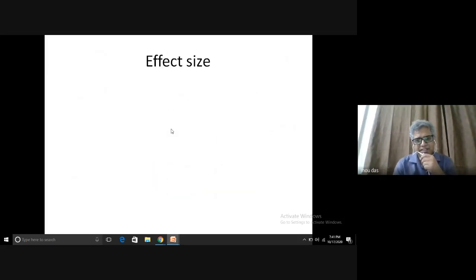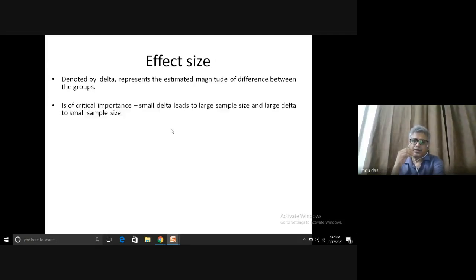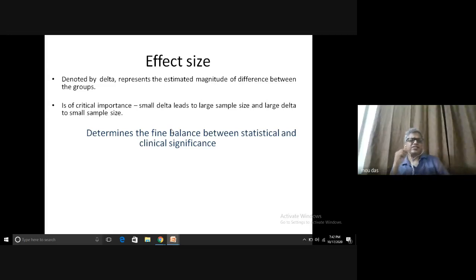So what is an effect size? Effect size is what I have already discussed. It's denoted by delta. It represents the estimated magnitude of difference between the groups. Of critical importance, because a small delta leads to a larger sample size and a large delta to a smaller sample size. It actually determines the fine balance between clinical and statistical significance.